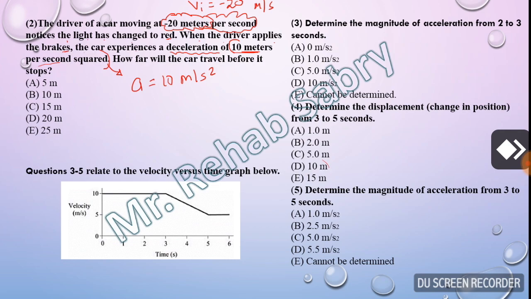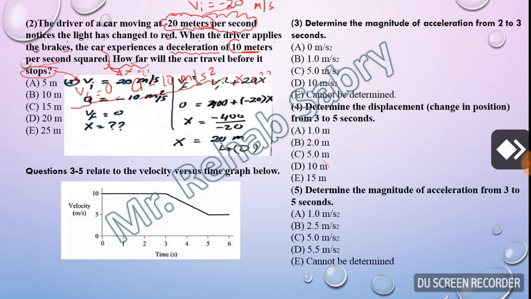What is it asking for? It's asking for x. So x is needed. How far will the car travel before it stops? Do you see this little poor word? It has a hidden given. What is it? It's V final. Be careful, the hidden givens are so dangerous. So we have V final, a, V initial, and we want to know what x is. Let's solve the problem and see the answer.